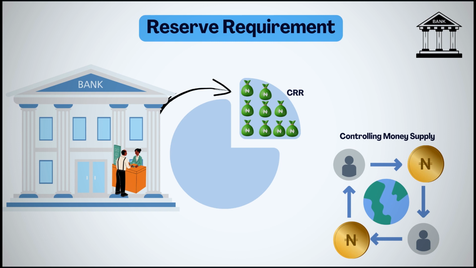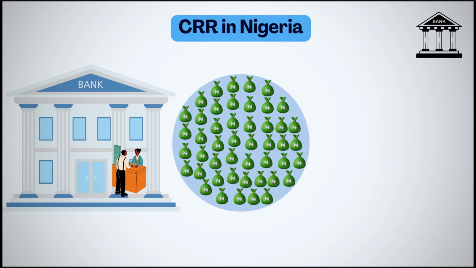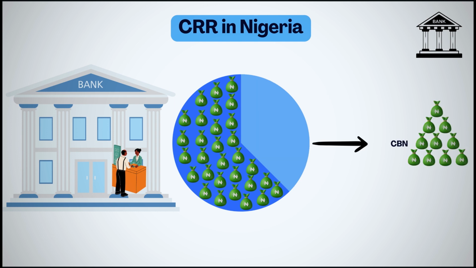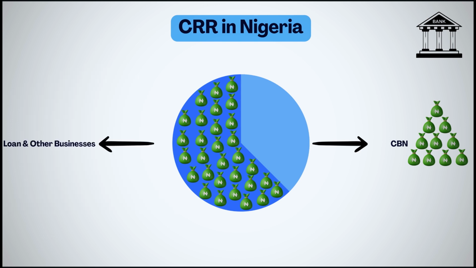For example, in Nigeria currently, when you deposit your money with your bank, the bank must take 32.5% of the money deposited to the Central Bank of Nigeria for safekeeping as cash reserve ratio. The rest of the money can be used by your bank to give out loans or conduct other permissible businesses.